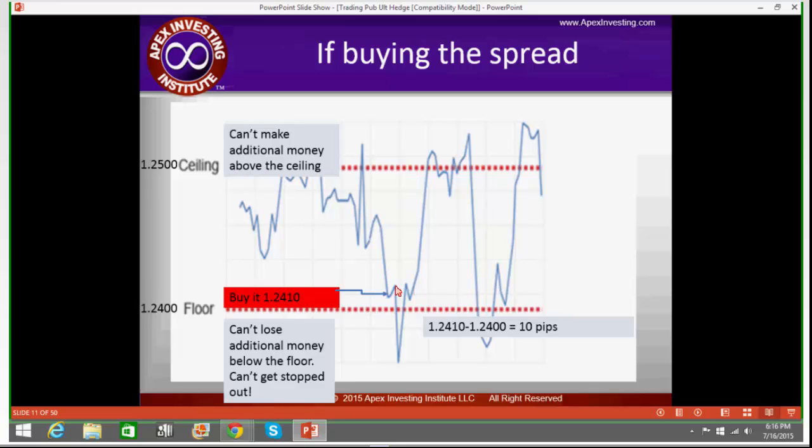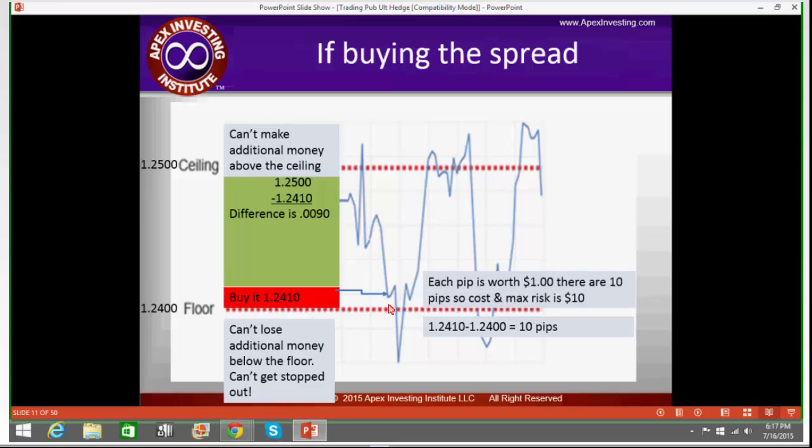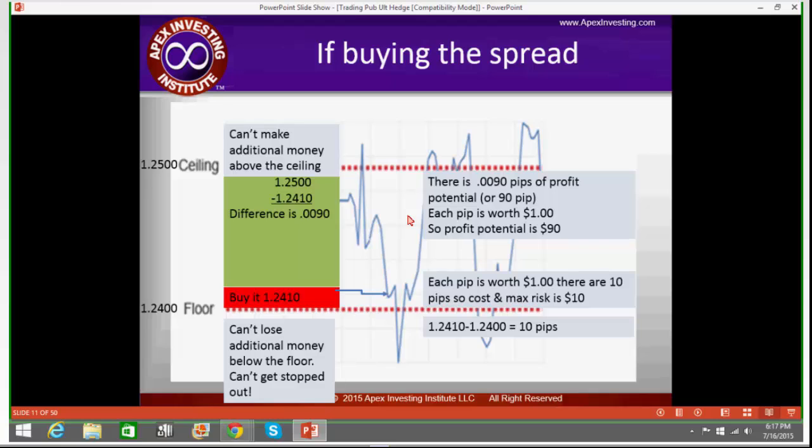That's the beauty of the Nadex spreads. And we're going to see that here in a minute, how this ties in. So it does not automatically close just because it's a floor or ceiling. Okay? So again, each pip is worth $1, 10 pips there. If it does go all the way up to the ceiling of 2,500, again, we bought it 24.10, we've got profit potential all the way up to 2,500, so 90 pips or $90 profit potential there in the spread. Okay? So there's an example of selling a spread and buying a spread.